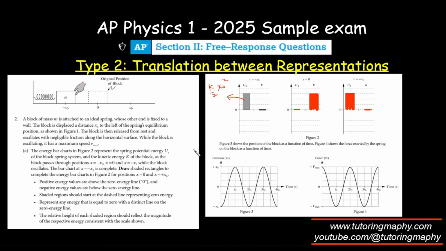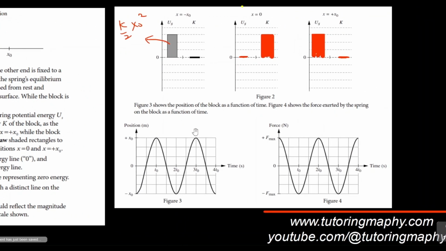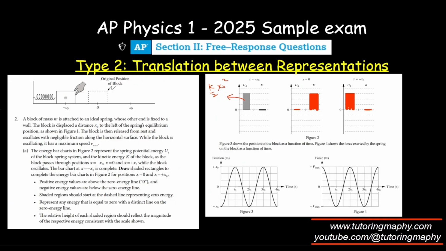Figure 3 shows the position. Let me zoom in. Figure 3 shows the position of the block. Where's figure 3, by the way? Here. So it shows the position of the block as a function of time. And figure 4 shows the force exerted by the spring as a function of time. All right, cool. What is the question, by the way?